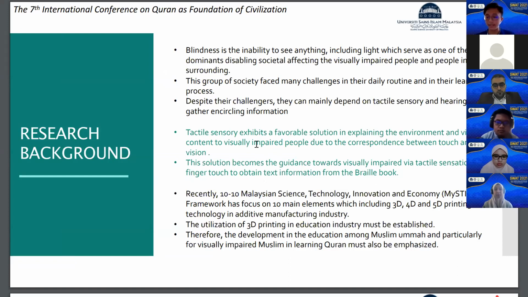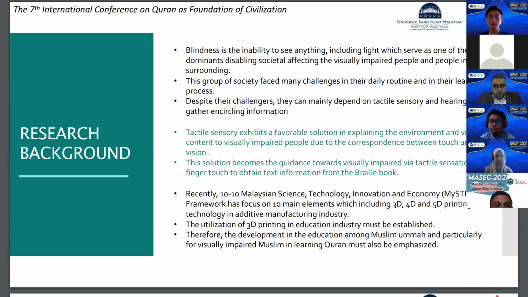So this is my research background. The first is blindness. Blindness is the inability to see anything, including light, which serves as one of the dominant disabling conditions affecting visually impaired people and the people around them. This group faces many challenges in their daily routine and in their learning process. Despite these challenges, they mainly depend on tactile sensory and hearing to gather and circulate information. Tactile sensory is a favorable solution for explaining the environment and visual content to visually impaired people due to the correspondence between touch and vision. This solution guides visually impaired people by tactile sensation of finger touch to obtain text information from the Braille book.